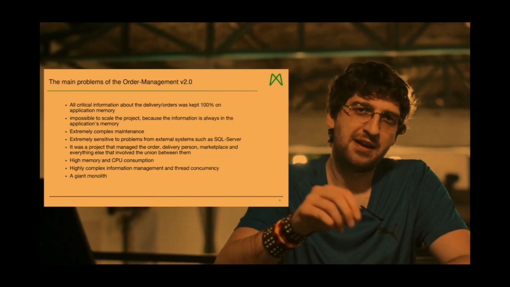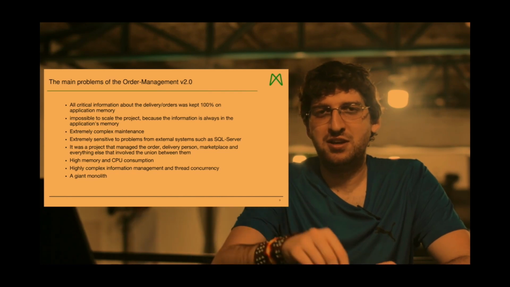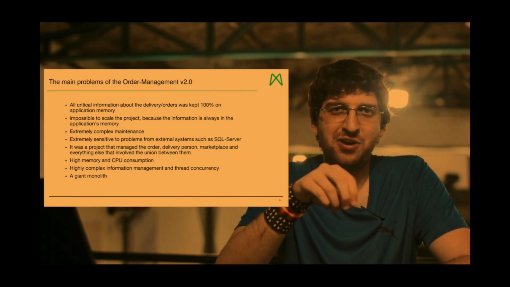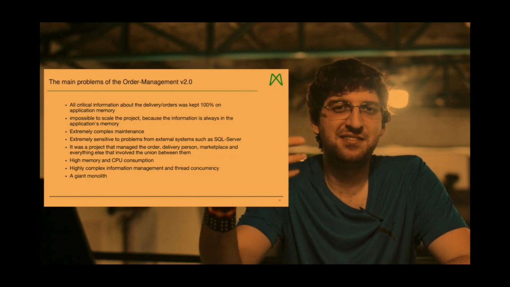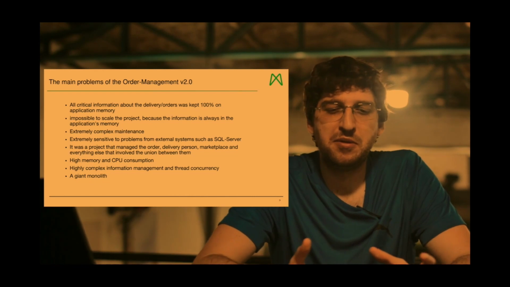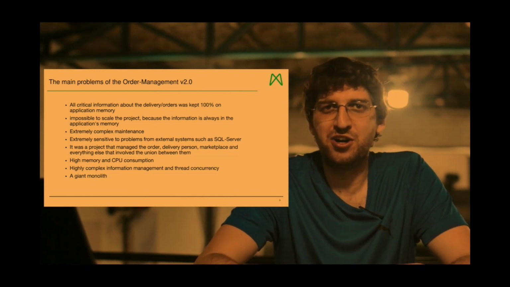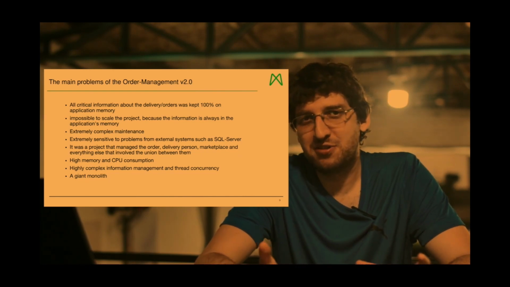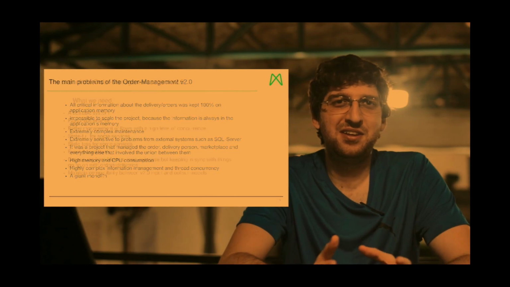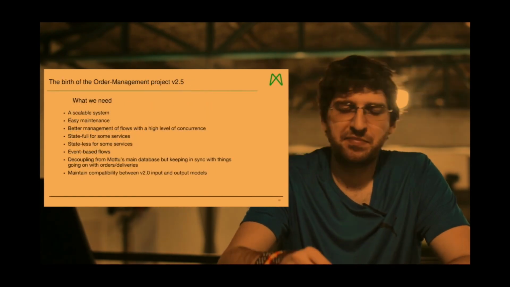For example, when a delivery boy accepts an order, since all this data is in memory, we need to handle all the concurrency inside and over this object class. So we built some stuff inside the order management system, like an actor, but not as good as an actor. So we started migrating this process of the order and delivery man system.